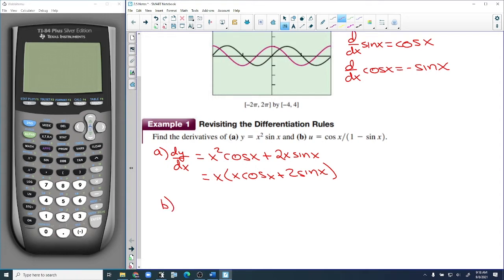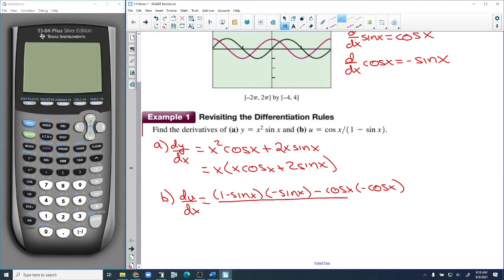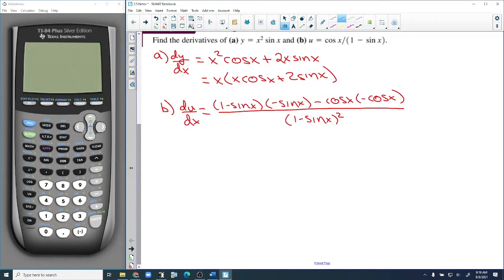But that's for later. du dx is equal to bottom times the derivative of the top minus the top times the derivative of the bottom, all over the bottom squared. So that's the quotient rule. And we got a lot of cleaning up to do because we're not evaluating this. We're just finding the function, the derivative.